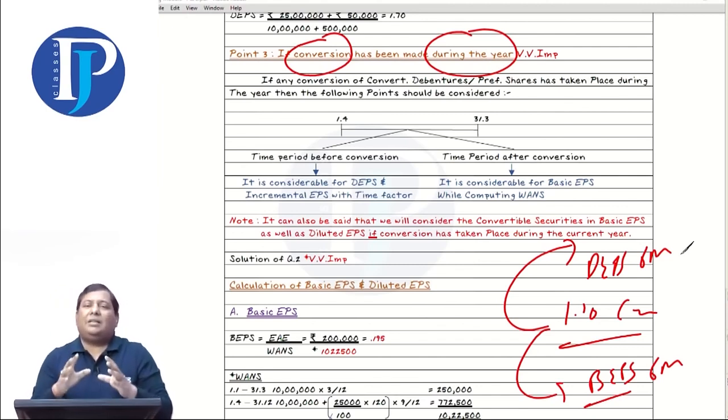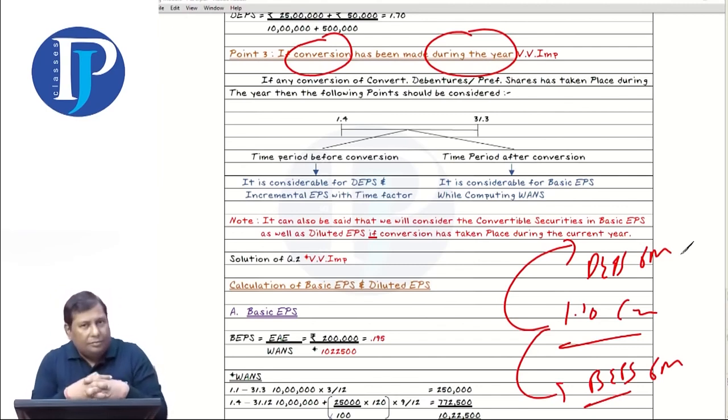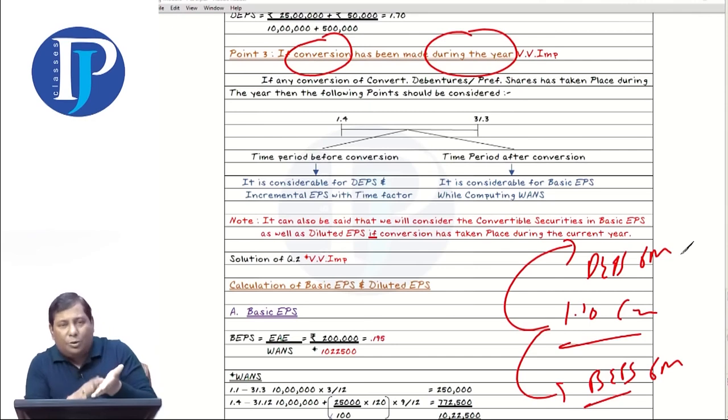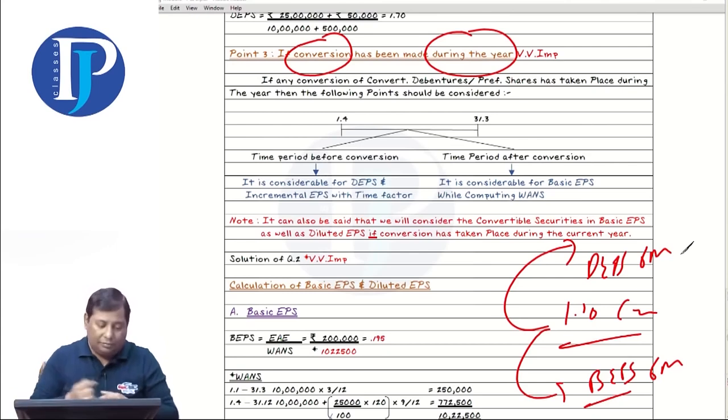The revision video gives an idea about what you have studied. However, actual revision could be done through your copy. Furthermore, when you see AS 33, then read diluted EPS carefully. This is important. It's very important.